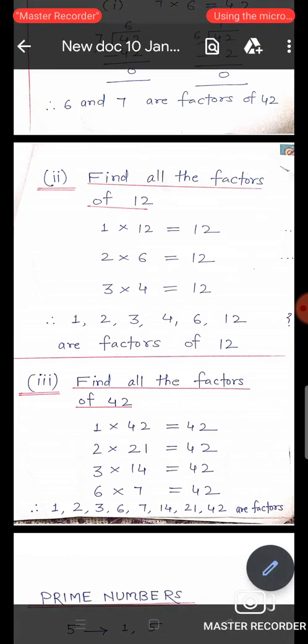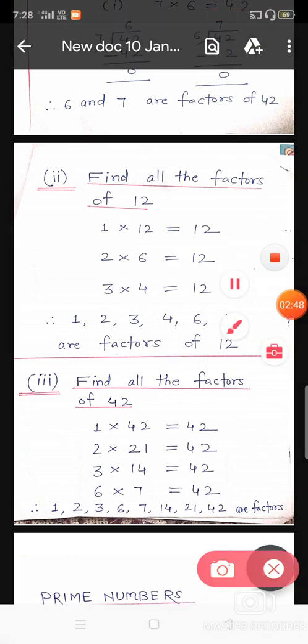In this example, we will understand better. Find all the factors of 12. How will you find all the factors of 12? Very simple. Which numbers can divide 12 exactly? As you know, any number is divisible by 1 and the number itself exactly. So 1 into 12 equal to 12. Yes, it means 1 and 12 are factors of 12.